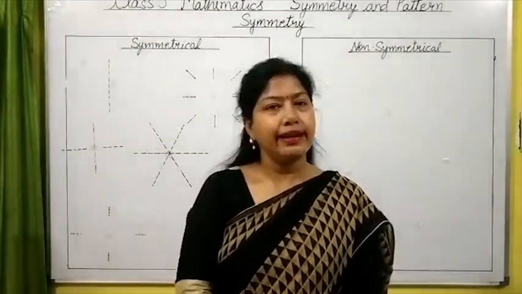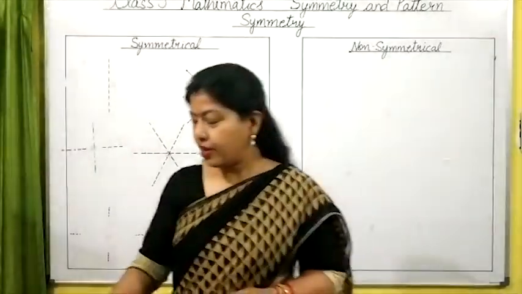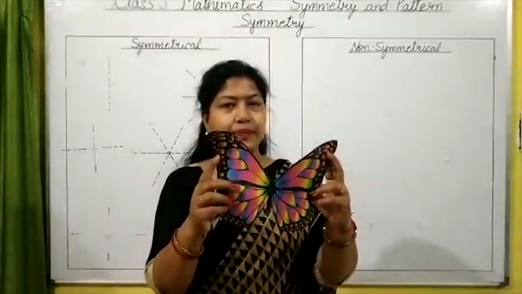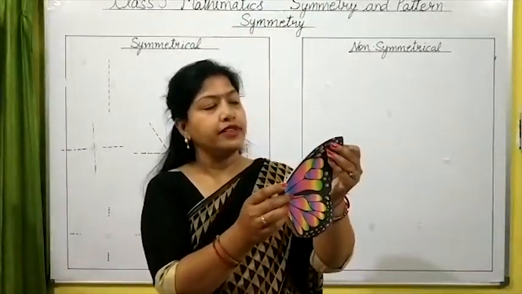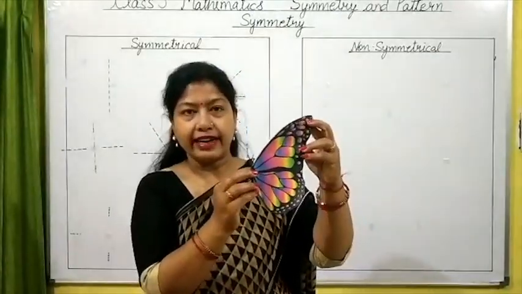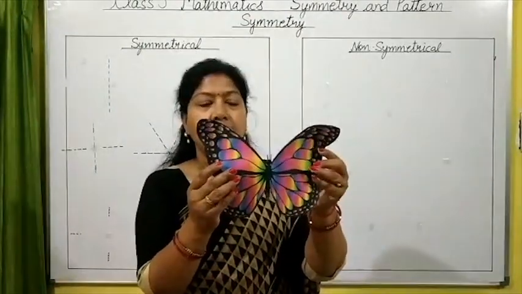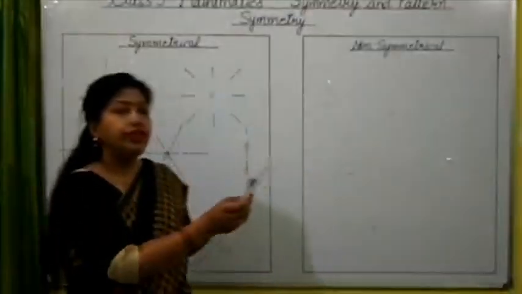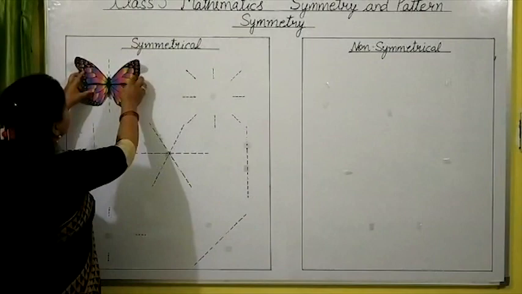Students, today let's learn something interesting: symmetry and patterns. Look at this figure. This is a figure of a beautiful butterfly. By folding this figure into two halves, both its halves cover exactly each other. So this figure is symmetrical and the fold line is called the line of symmetry. We draw the line of symmetry on this fold.